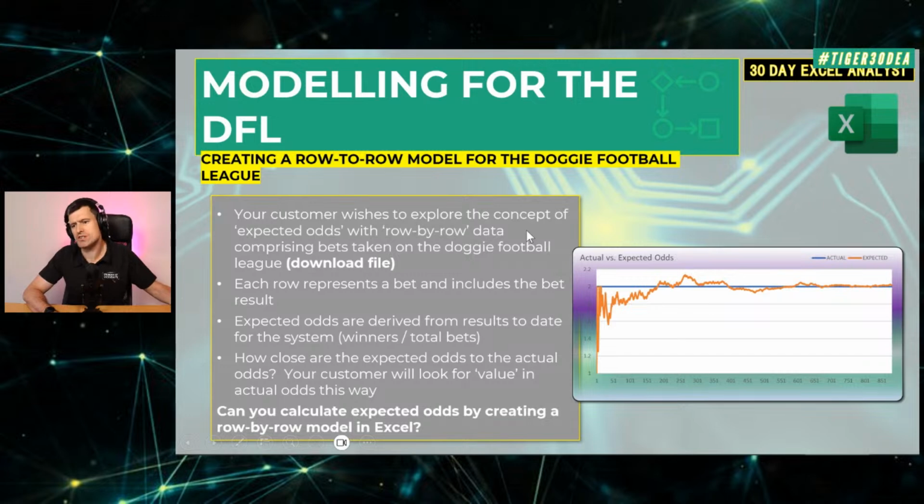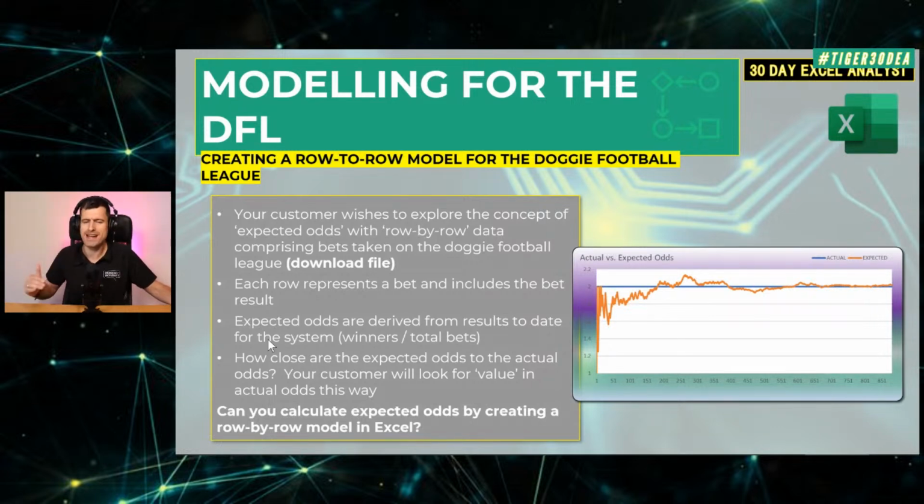So your customer wishes to explore specifically what's called the concept of expected odds with row by row data comprising bets taken on the Doggy Football League. That's all in the download file. We'll deal with this idea of expected odds, but I had to do this a few months ago for a customer. It's a very common thing to want to do. Each row represents a bet and includes the bet result. Expected odds are derived from results to date for the system. This is the concept of expected odds.